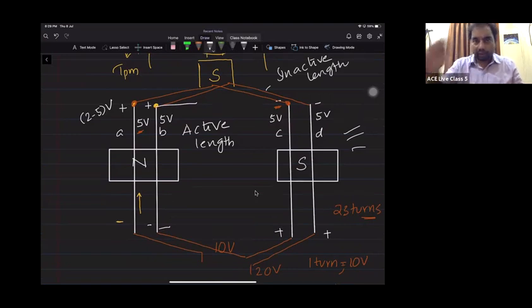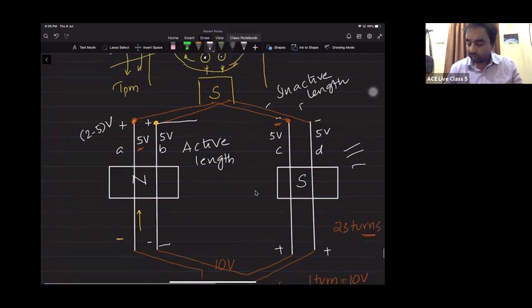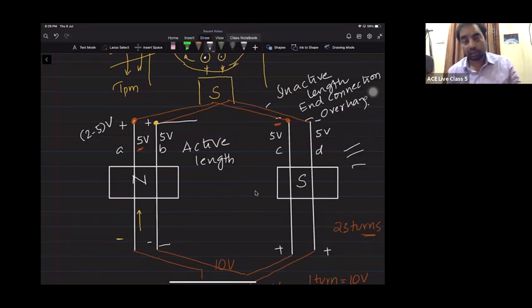But still we need to add up the voltages. So we call it inactive length, or we can call it end connection, or also overhang. Overhang. Please try to remember all these terminologies. Active length is a section of the coil which cuts the magnetic flux lines and hence an EMF is induced. Inactive length is a section of the coil which is used to add up the voltages, to form a coil and to form a turn.